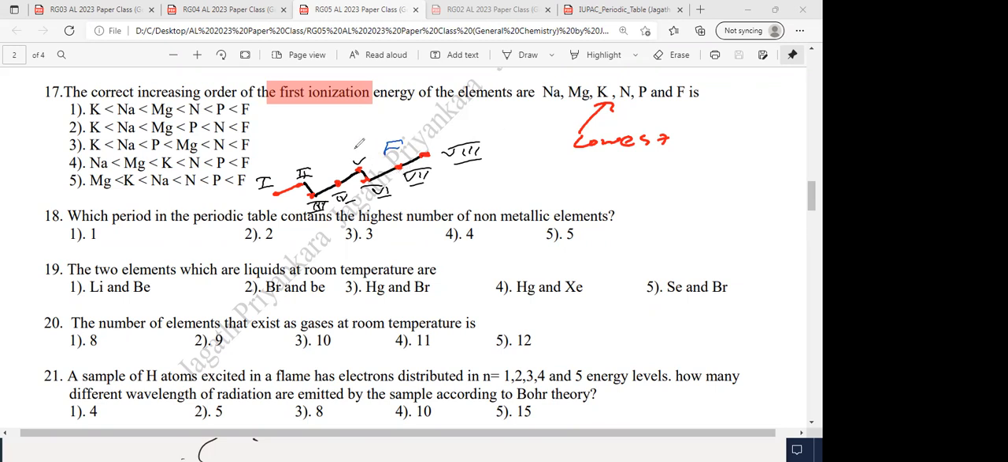Then phosphorus, group 5. Nitrogen also group 5. Nitrogen and phosphorus same group. Then sodium, potassium in the same group, group 1. I put Na and K. Then what is left? Magnesium, group 2. Fluorine, nitrogen, phosphorus. Okay, these are the elements. So lowest is potassium, I put numbers here. Number 1 potassium. Second lowest what?